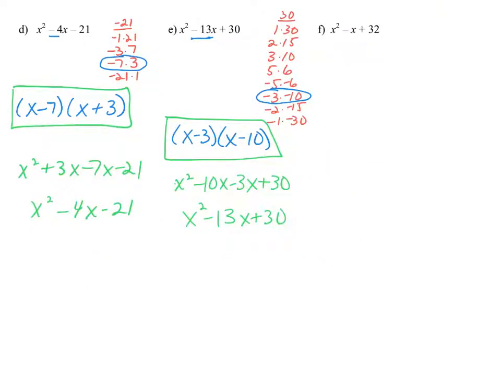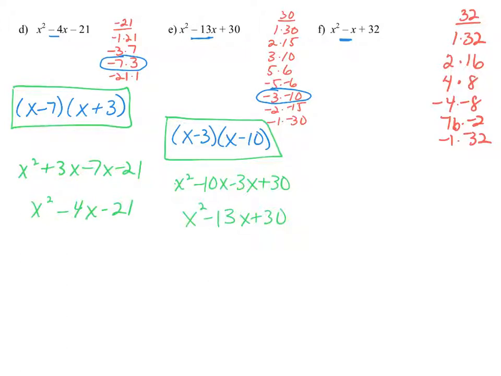Example F, x squared minus x plus 32. We begin with the 32 and list the pairs of factors: 1 times 32, 2 times 16, 4 times 8, negative 4 times negative 8, negative 16 times negative 2, negative 1 times negative 32. We want to find the pair of factors that will give you that middle term of negative 1.